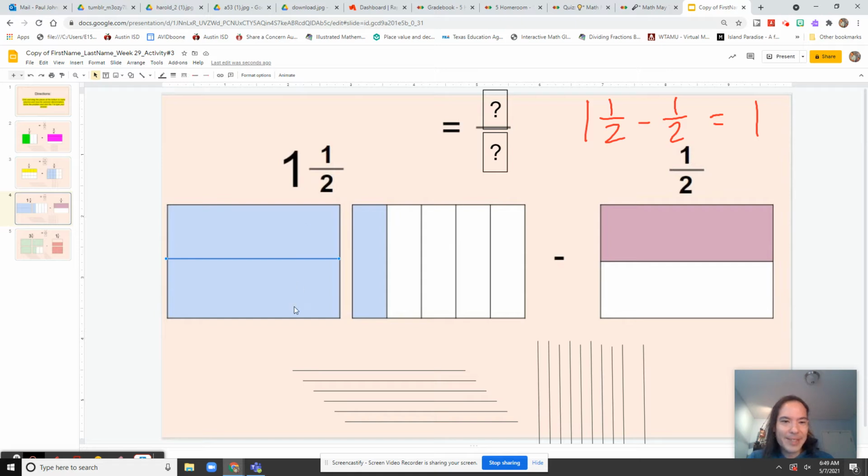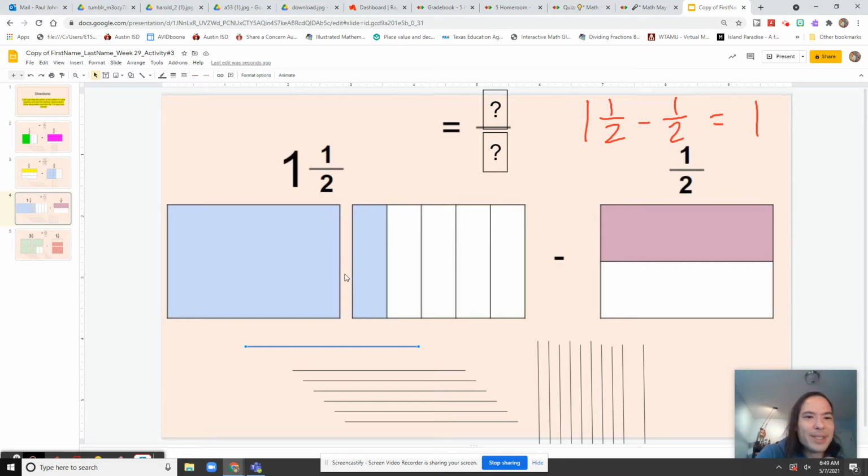If you see right here, this is 1 whole and then 1/5, and they're saying subtract 1/2, but up here it says 1 1/2. So we're going to do both problems, but obviously we have the answer, y'all. 1 minus 1, 1 1/2 minus 1/2. If we took away a half from 1 1/2, we take away this from this, we are left with 1.